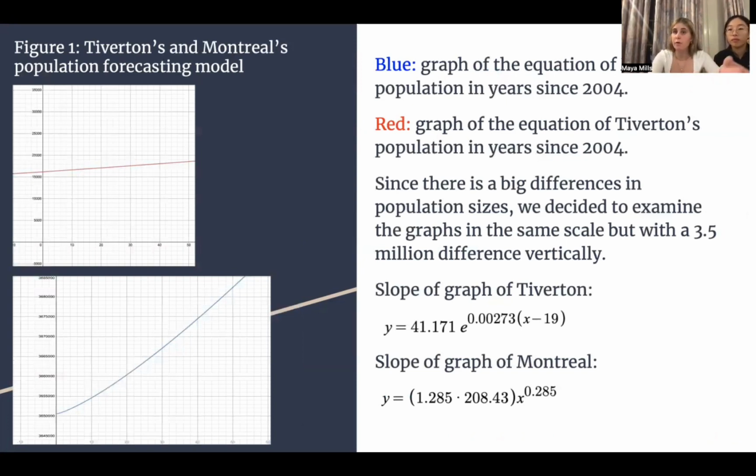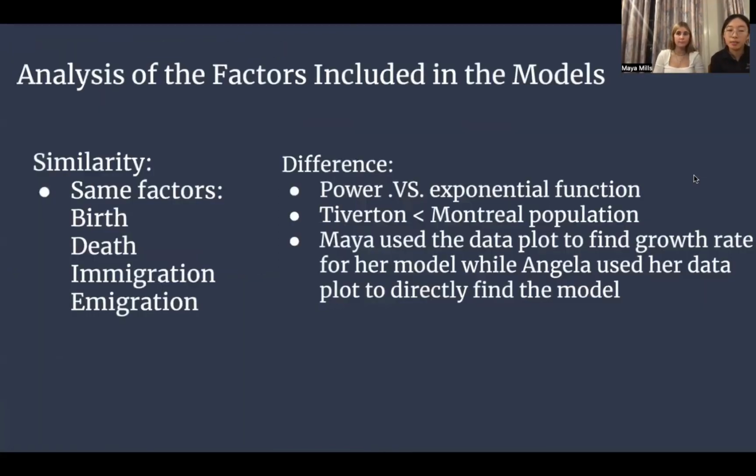So in blue, we have the growth of Montreal, which obviously has a much steeper slope than that of the red graph, which shows Tiverton's population. To further show this, we went on to find the derivatives of both of our functions, in which, as long as the time is less than 1,000 years from 2023, the growth rate of Montreal is much steeper than that of Tiverton.